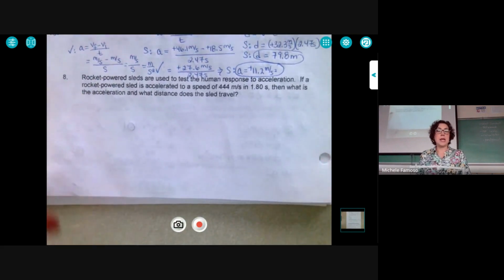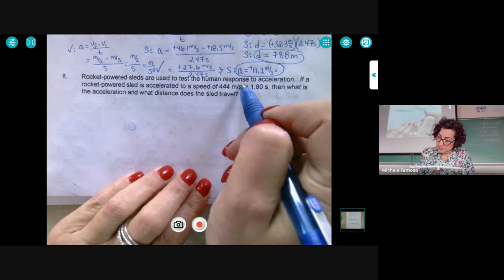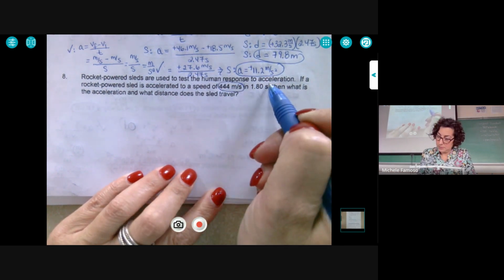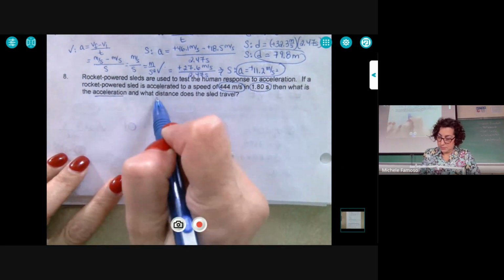All right, number 8. Oh, Christian, you read the last one. So Logan, read this one. Rocket-powered sled, for use in response to acceleration. A rocket-powered sled accelerated to a speed of 444 meters per second in 1.80 seconds. And what is the acceleration? And what distance does the sled travel?